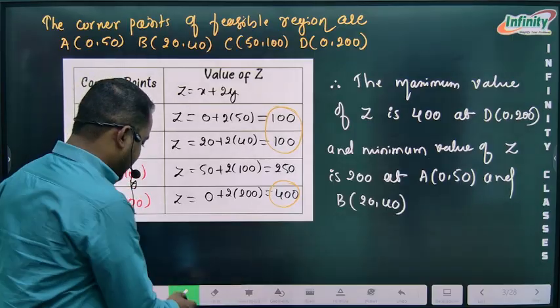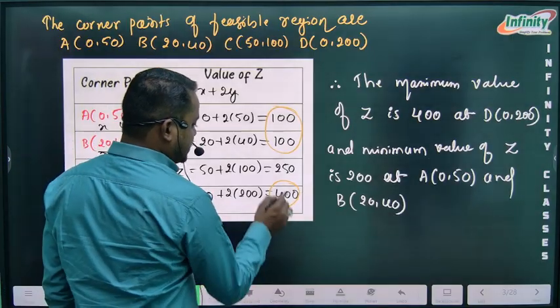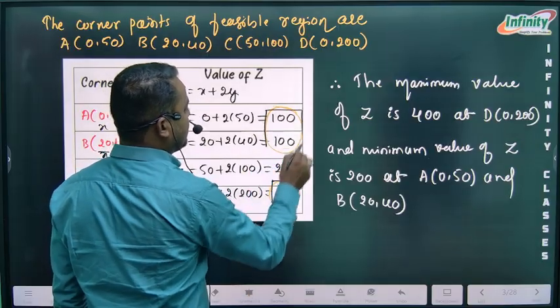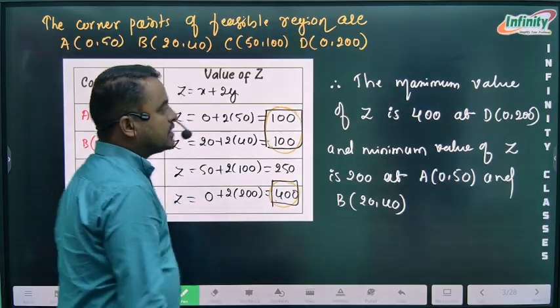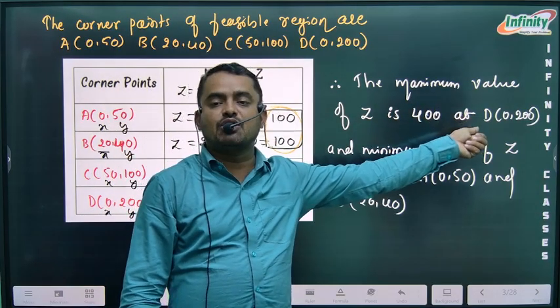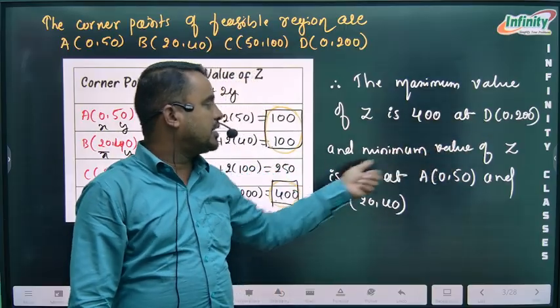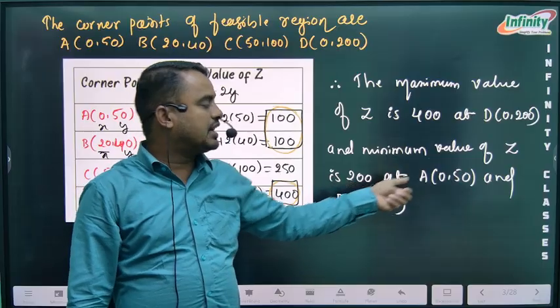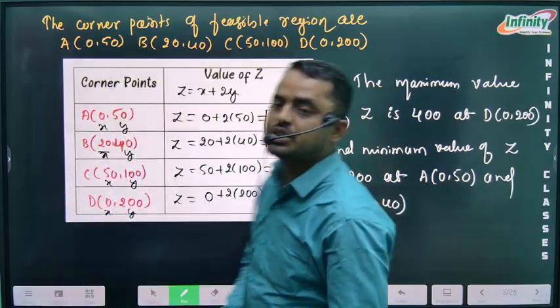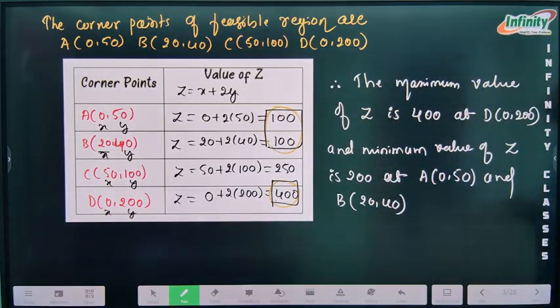Which is the maximum value here? The maximum value is 400. This is the maximum and this is the minimum value. Therefore, write the maximum value of Z is 400 at the corner point D (0, 200), and the minimum value of Z is 100 at A (0, 50) and B (20, 40). So this is the method of solving the problem graphically. Moving to the next problem.